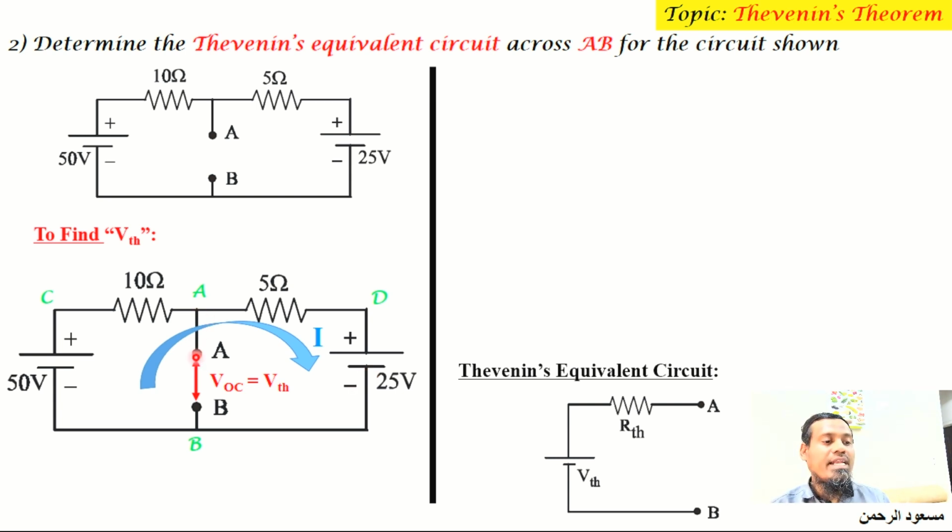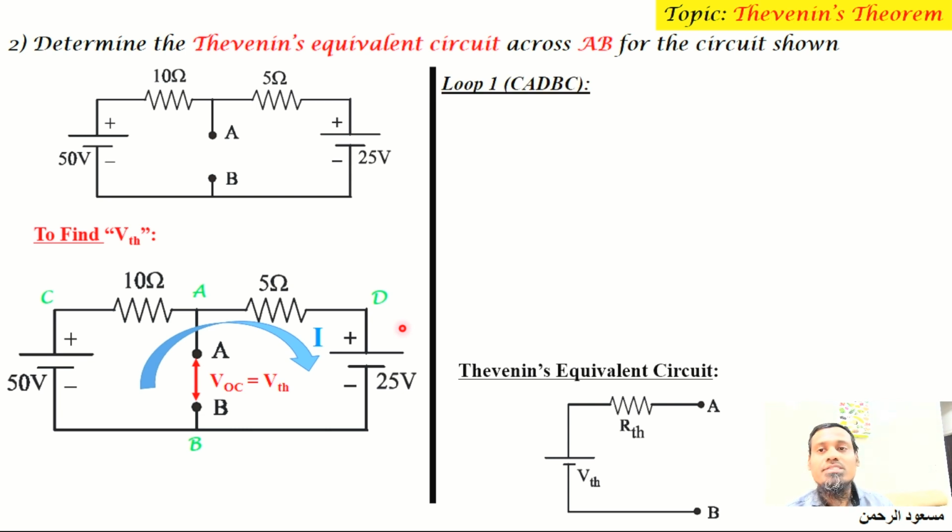So as already mentioned, the point A is to be here. Let me assume this point as A and this point as B, with two other nodes, one here C and another here D. To use the mesh analysis, we need to write the loop direction.